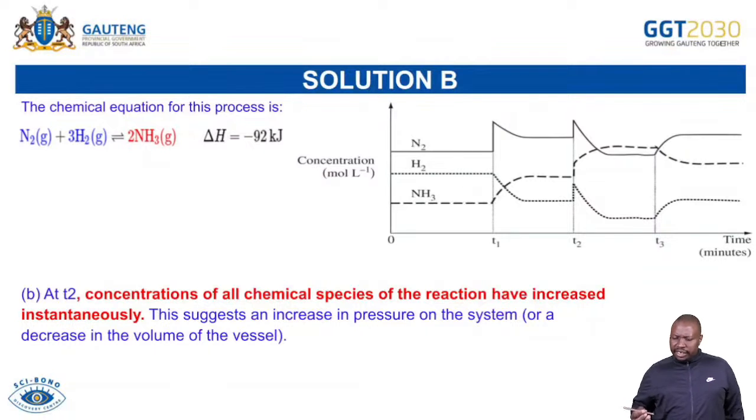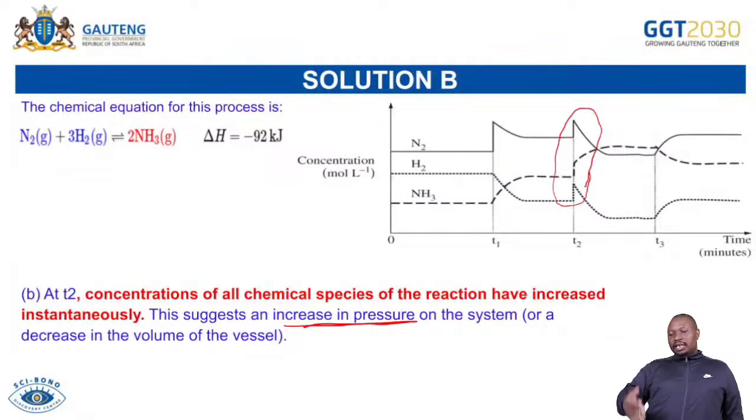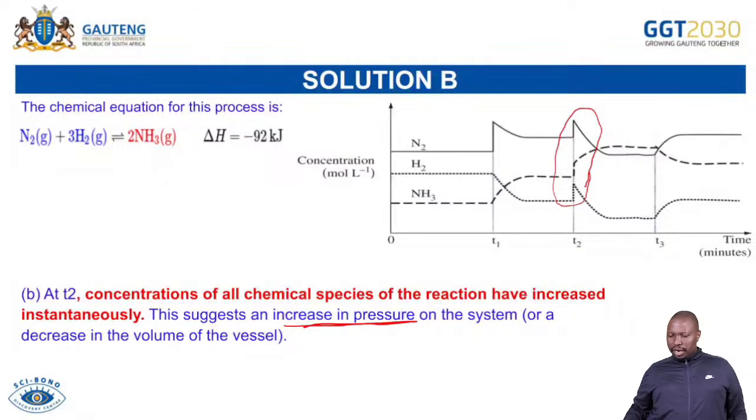But now let's look at T2. At T2, the concentrations of all chemical species of the reaction have increased instantaneously. So you can see all of them are increasing. This suggests an increase in pressure on the system, or the volume has been decreased. Remember the language: when you say decrease in volume, we're saying increase in pressure. So how do you know it is pressure? They will all sharply increase or decrease. As you increase pressure, the concentrations will all increase. As you decrease it, the concentrations will decrease.